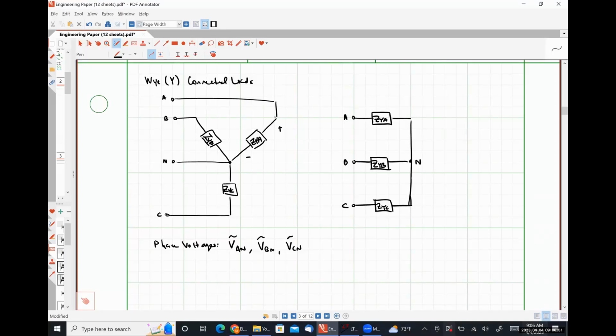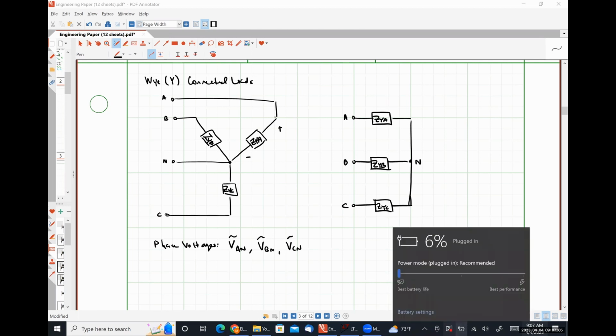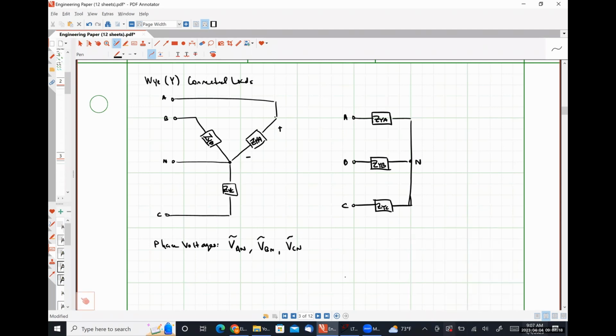Hold on just a second. Why is my computer not charging? It says it's plugged in, but it's also at 12%. I don't know. The light is on. All right, we're just going to keep going until my battery dies, I guess.